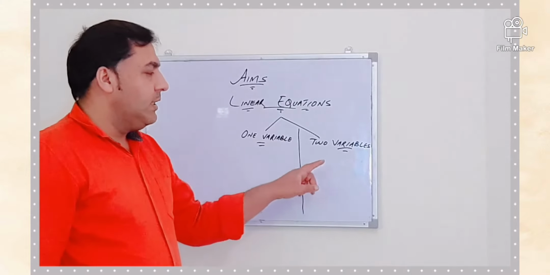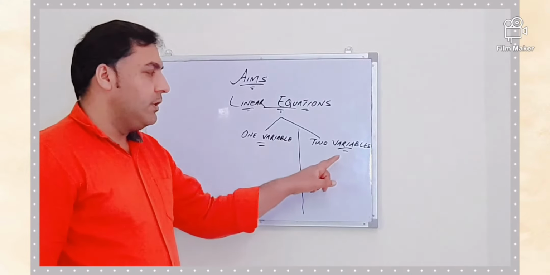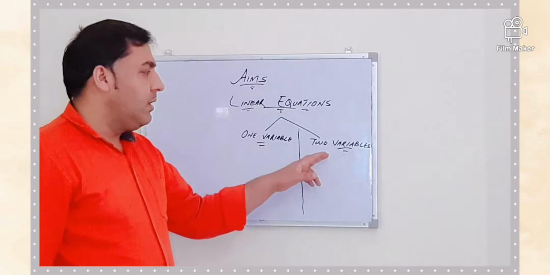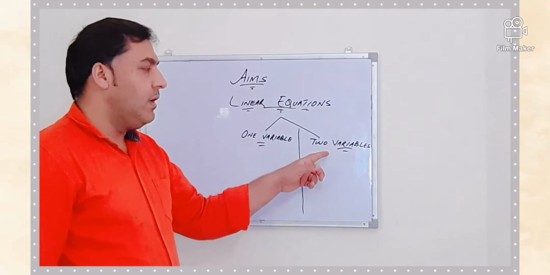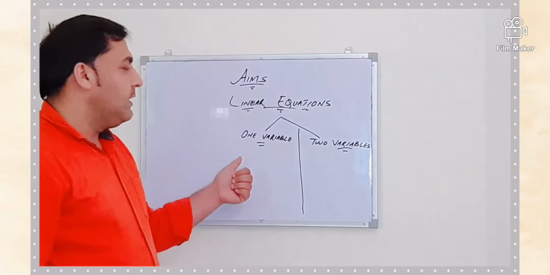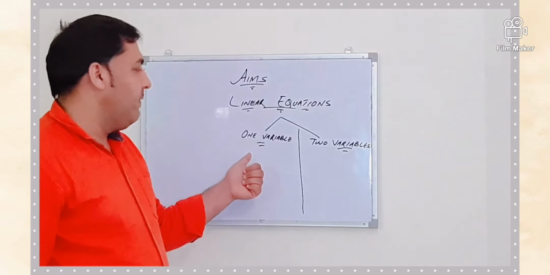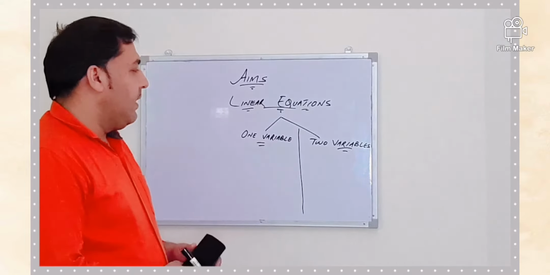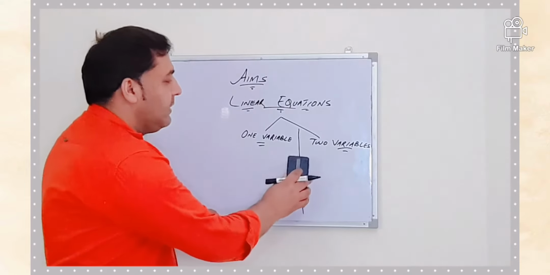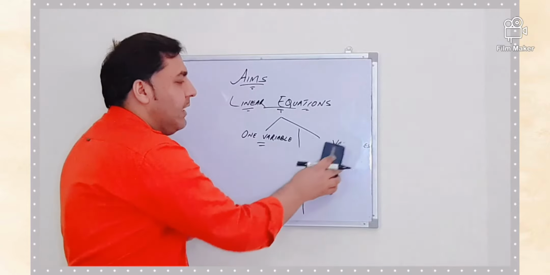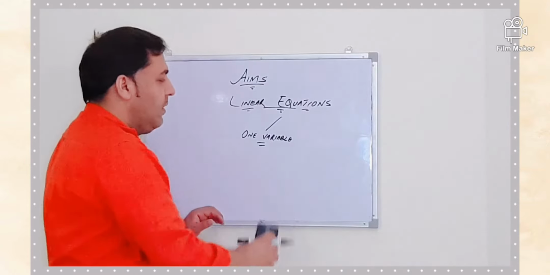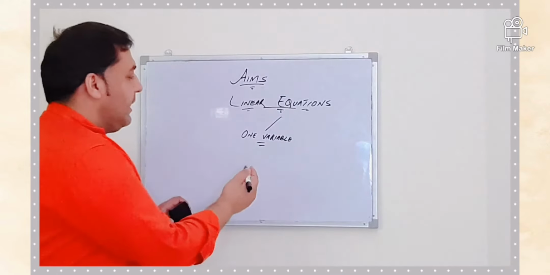In our future lectures we will be discussing linear equation in two variables, and how many methods there are, because there are different methods to solve linear equation in two variables, whereas linear equation in one variable we can solve by following simple steps. So let us first look at linear equation in one variable. Let us take one example.